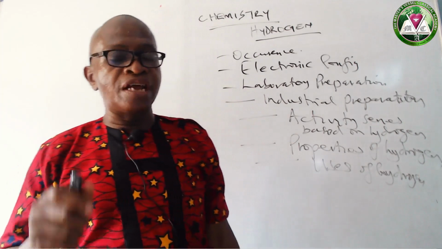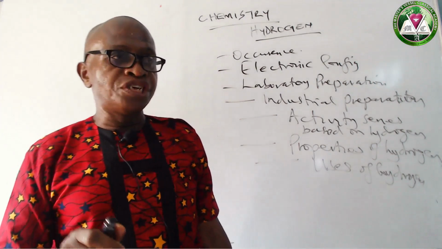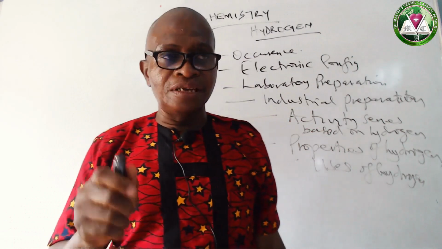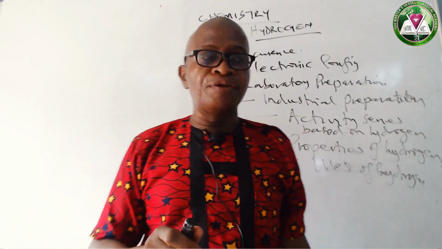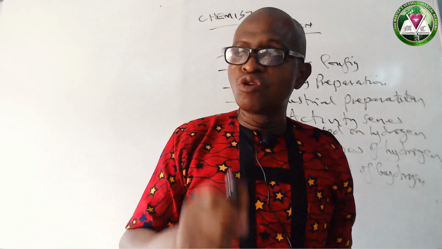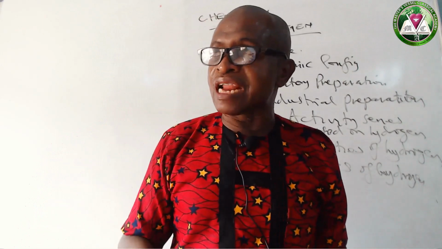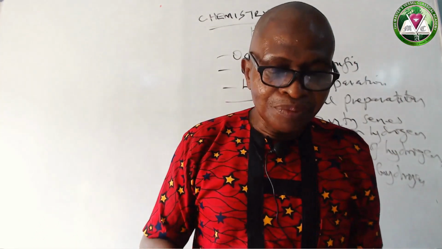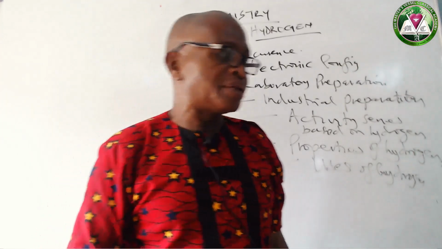Then we'll look at the electronic configuration of hydrogen. We know that hydrogen is the lightest element and the lightest gas that exists. Being the lightest element, that is why you find hydrogen first in the periodic table, and it's in group 1. Because hydrogen is in group 1 and is the lightest element, the number of protons in hydrogen is 1. Because the number of protons is 1, you see the atomic number being 1.